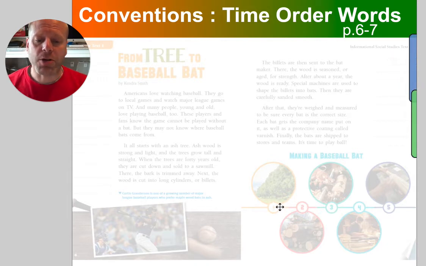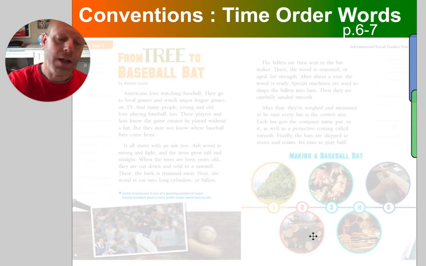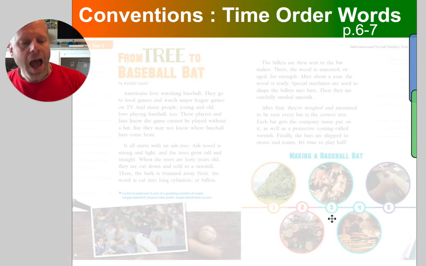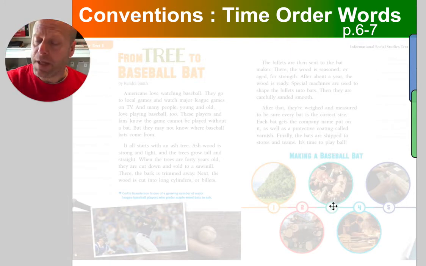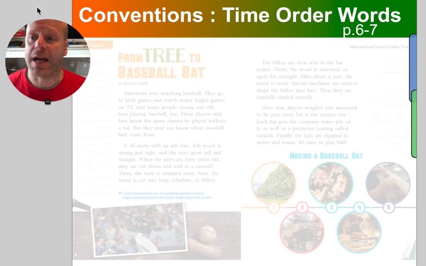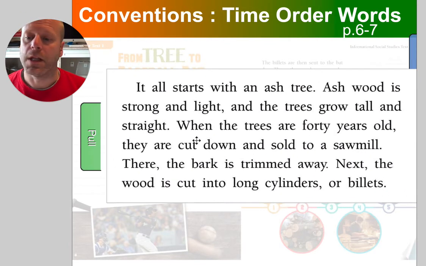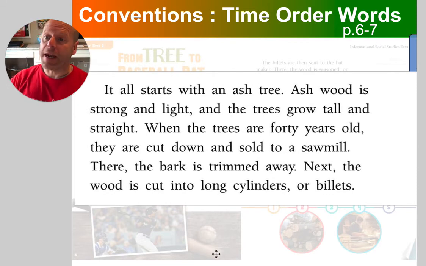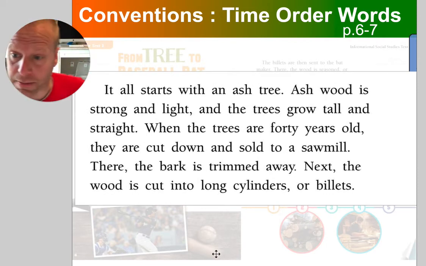Now you could imagine me using those words as I say, first, the trees are grown in the forest. Next, they're cut down when they reach the age of 40 years old. After that, they're sent, right? So you could imagine me using those time order words. Let's look for one in the story, and then I'm going to put you to work using some too.